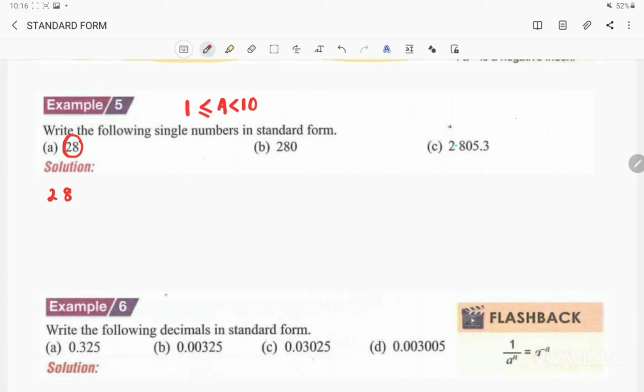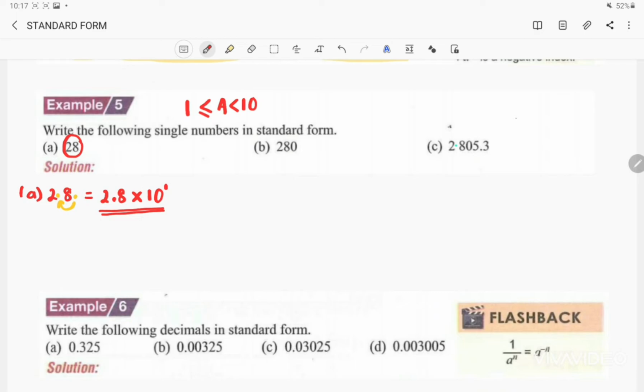Okay, so macam mana kita nak tukarkan this 28? Okay, so that the decimal point is here at the end of 8. Okay, at the end of the number. So kita shift the decimal point to the left one step. Okay, so if we write 28 in standard form, it will be 2.8. Now this value A is 2.8 times 10 to the power of 1. And normally 1 tu kita tak tulis. Okay, so this one is the answer for A.